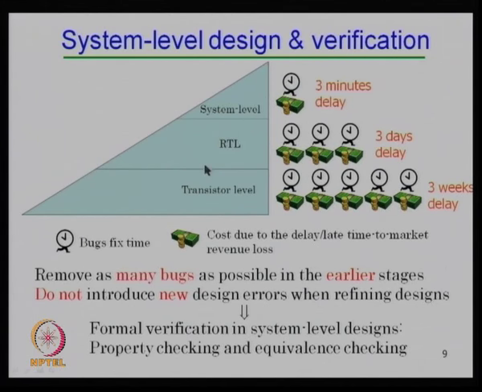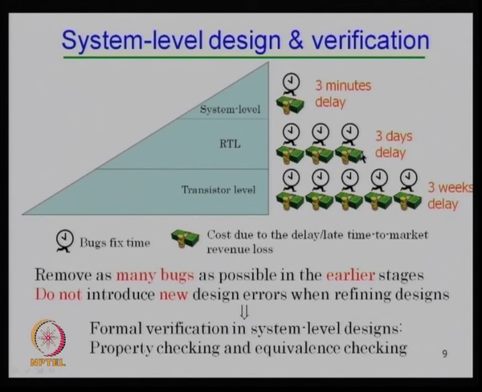If you go down to RT level, where the design complexity increases by orders of magnitude, then the location of a bug or detection of a bug and fixing of a bug takes longer, because the design is more complex. And so now fixing a bug may take 3 days. If you go down further to the transistor level design, here you have millions of transistors, and if you happen to detect a bug, the localization of that bug and fixing of that bug may take 3 days. So, you can see the kind of time taken at different levels of abstraction.